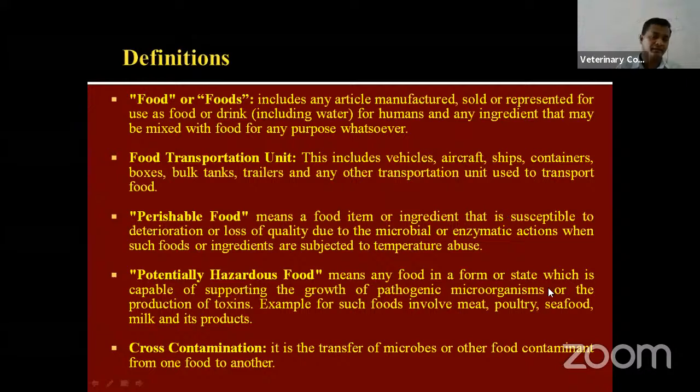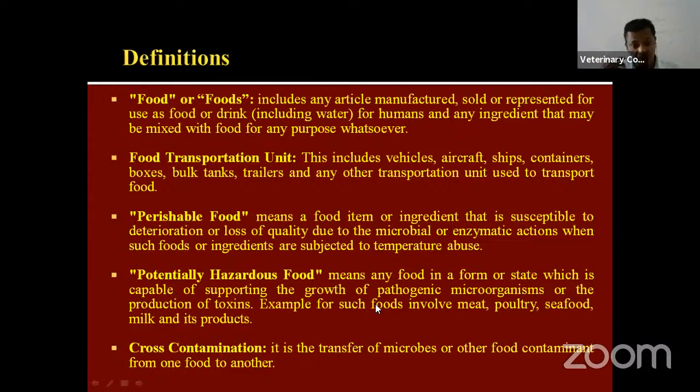When such products have accumulated in the product, we say that the food has lost its shelf life. Such a product is a perishable food. Okay. Then potentially hazardous food. What is this potentially hazardous food? A food which has pathogenic microorganisms in it. When they are ingested, they cause disease, or there is production of toxins.